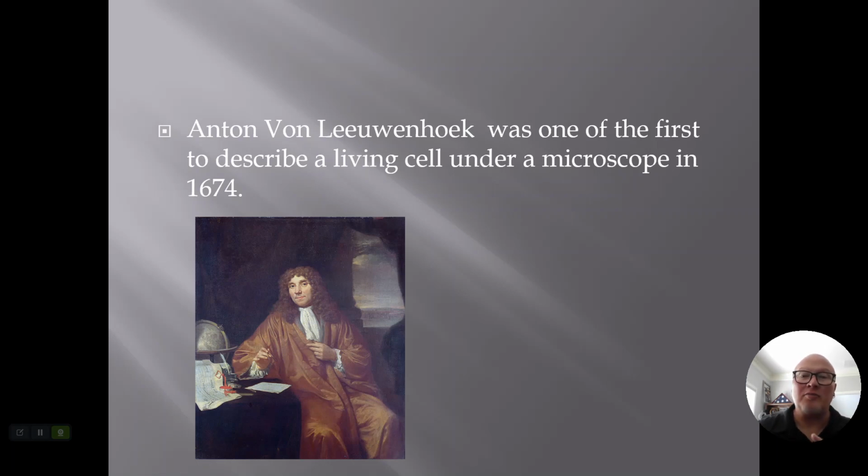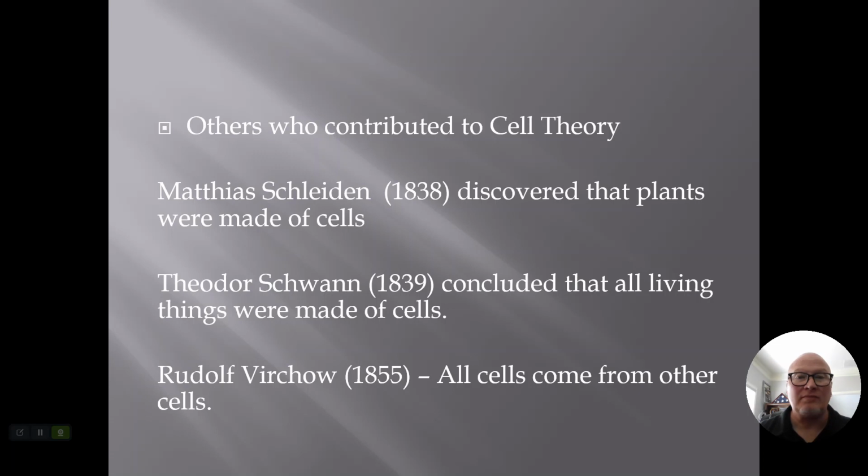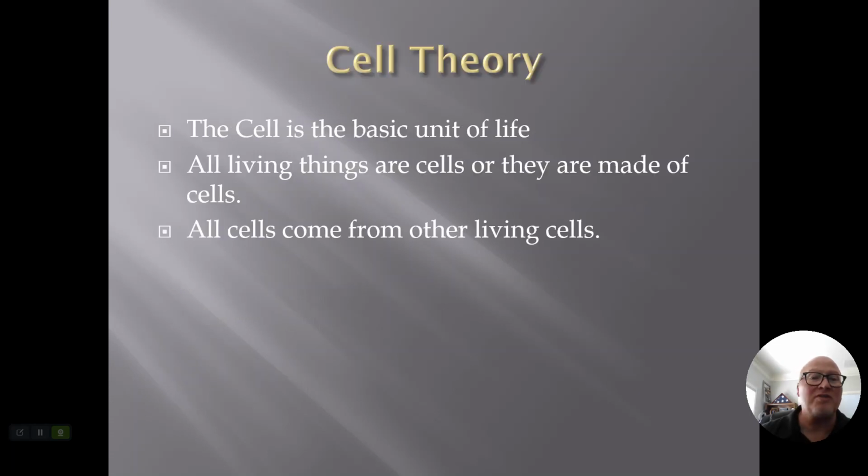Then Anton Leeuwenhoek was one of the first to describe a living cell under a microscope, and this would have been about 10 or so years later. There were other scientists who contributed to what we refer to as cell theory, and we'll see exactly what cell theory is in a minute. Matthias Schleiden discovered that plants were made of cells. Theodor Schwann concluded that all living things are made of cells, and in fact, we have Schwann cells, which we've named after him. And then Rudolf Virchow concluded that all cells come from other cells, and together these are all part of what we refer to as cell theory.